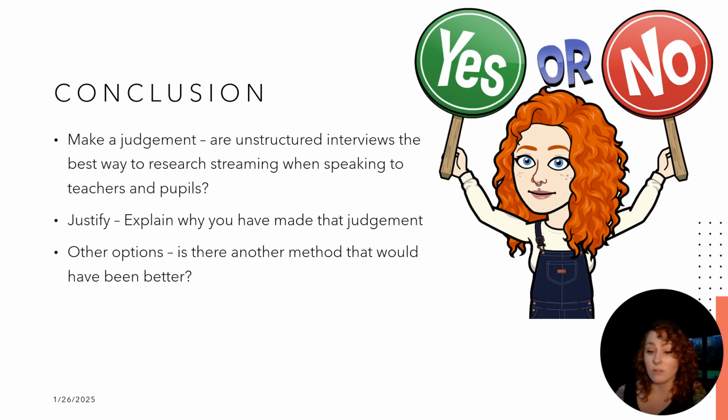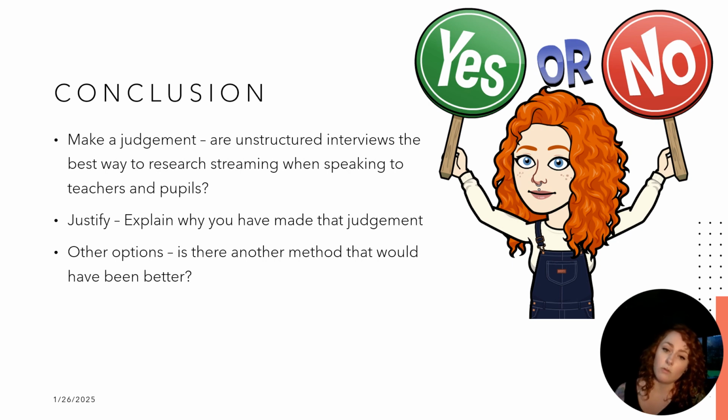So you need to make a decision. It either is or it isn't. Don't say it could be or it couldn't be. We don't want a however in our conclusions. It either is the best way to do it or it's not. And then you need to justify why you've made that judgment. If you've gone, yes, it is the best way, you need to say why the argument's stronger. And if not, then you need to explain why you've made that judgment again.